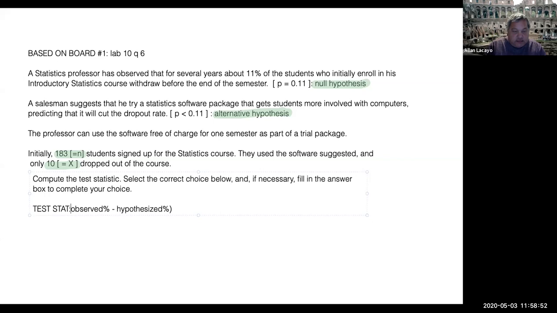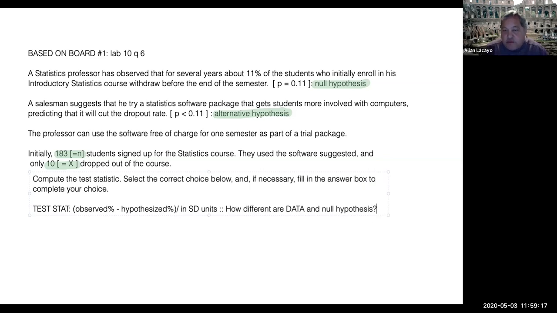So the test statistic was defined as how different is the data from the null hypothesis. How different are data and null hypothesis? That's what you're measuring right now. Because the null hypothesis is what you believe, and the data is what you see. And so you have to compare seeing versus believing. But you have to do that in standard deviation units. Okay. And so the way to do that is really simple.